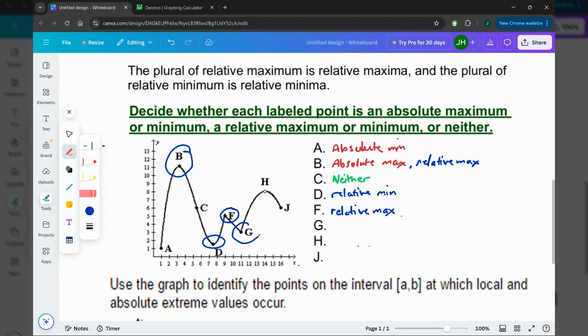At G, it went down and then up. This is a relative minimum. But it is not an absolute minimum because it's not the highest or lowest point on the graph. Now, when we look at point H, I hope you notice real closely there, there's no point there. So it can't be a max or a min because there's no point.